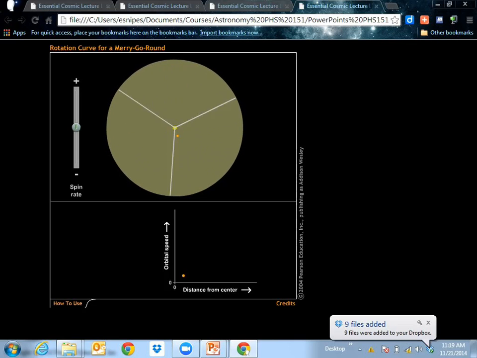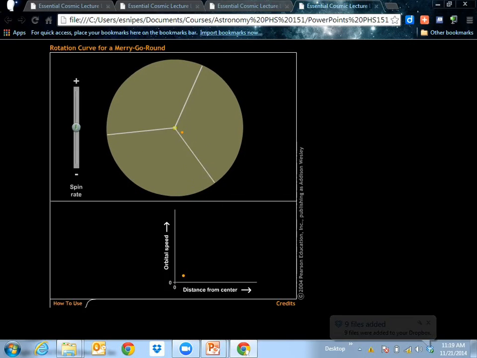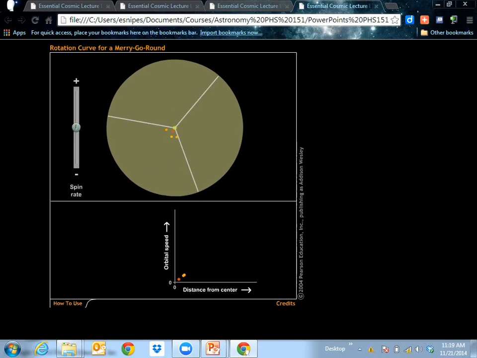So as far as speed, if you're close to the center, your speed is like that. And if you're far out to the edge, just by nature of being at the edge, your speed is that. That's a rigid body. It has nothing to do with gravity in this case, but just kind of how a rotation curve works. Let's go ahead and kick it up a notch.